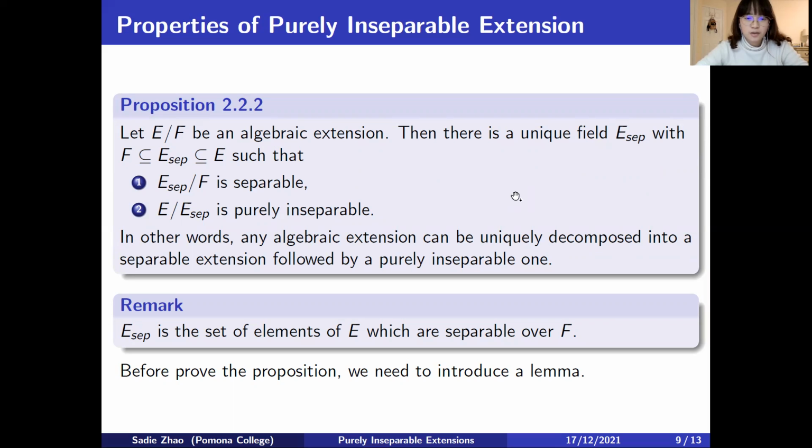So let E over F be an algebraic extension, and there exists a unique field E_sep such that E_sep over F is separable and E over E_sep is purely inseparable. In other words, any algebraic extension can be uniquely decomposed into a separable extension followed by a purely inseparable extension. One important remark here is that E_sep for any extension is always the set of elements of E which are separable over F. So before the proposition, we need to introduce the lemma.